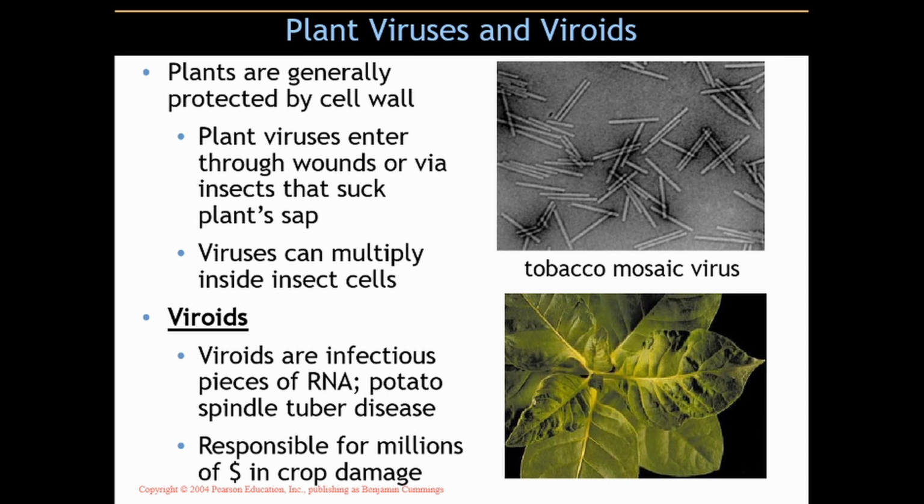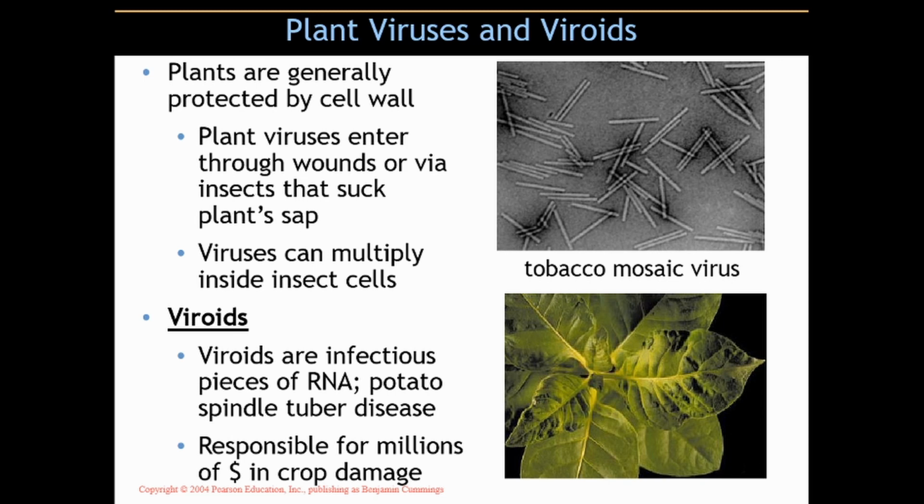Viruses can multiply inside insect cells, and because of that, they can spread from one plant to another. It's kind of like how malaria is spread by the mosquito. The mosquito secretes saliva when it drills its little needle-like proboscis into our skin, and when it releases the saliva, it also releases the protozoa. Well, insects are doing the same thing to plants.